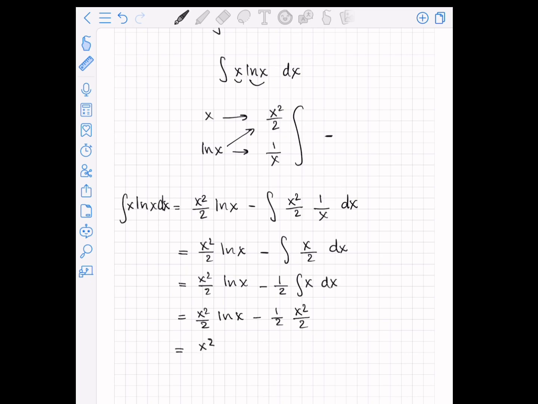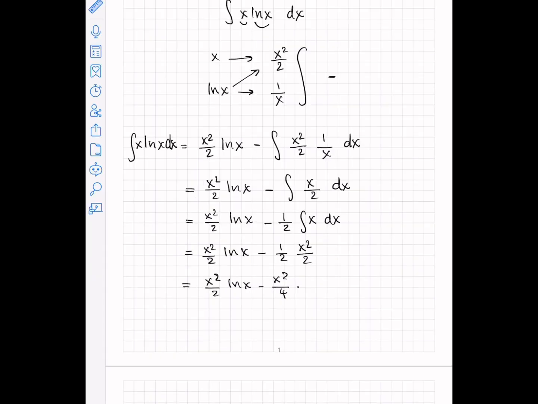And then at the end, that's all. Since this one isn't a definite integral, we're going to add plus the constant c. This is a simple example of integration by parts.